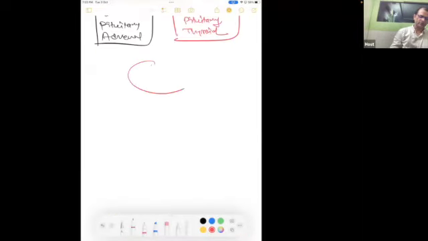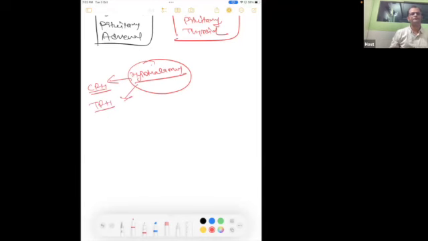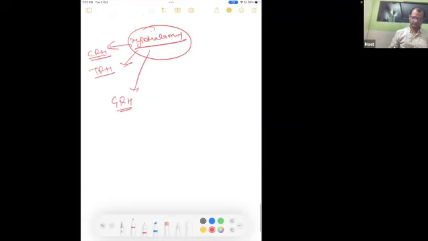So this is the hypothalamus. It has already secreted CRH, corticotropin releasing hormone, and TRH, thyrotropin releasing hormone. Now it will secrete GRH. What is GRH? G means gonadotropin releasing hormone. It's a very important hormone.